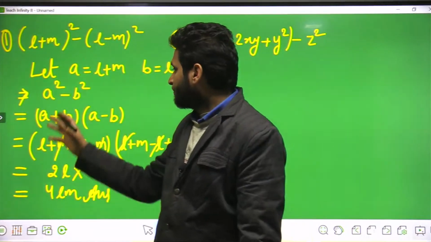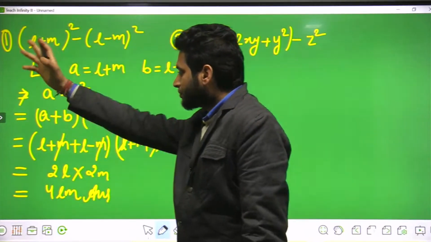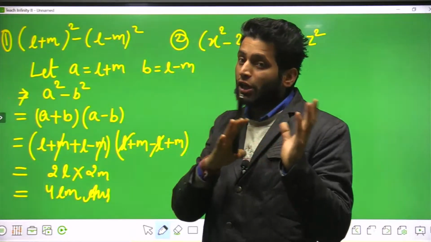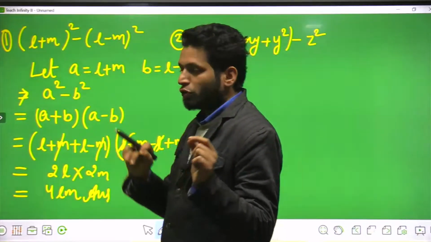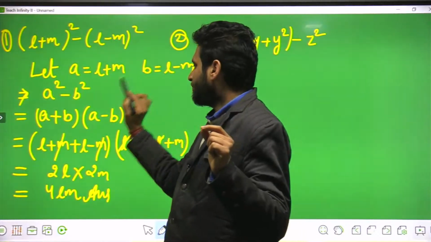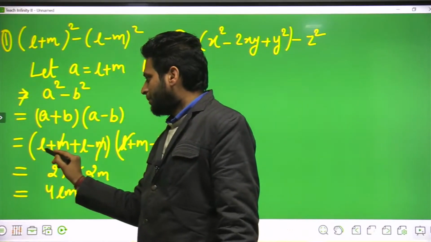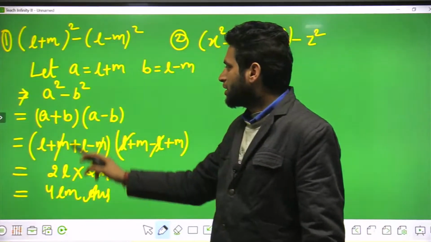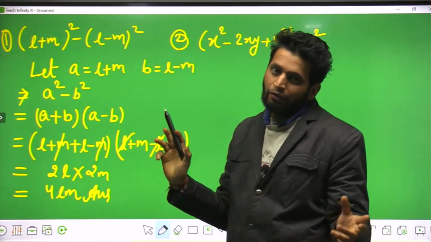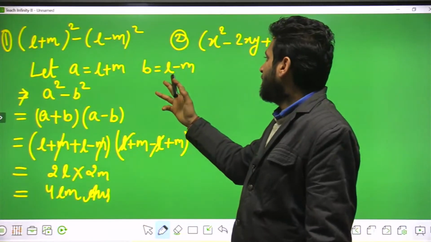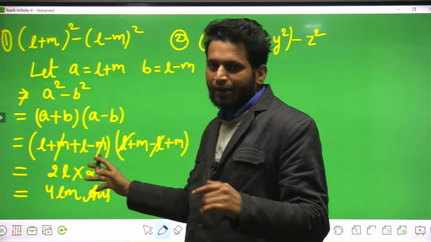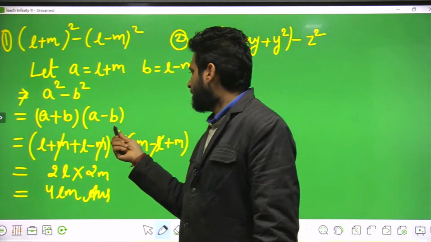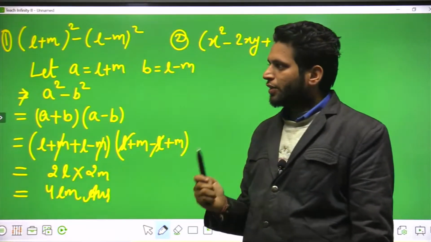So in the place of A, we can substitute the value we assumed. What we assumed for A is L plus M. So we can write, in the place of A, L plus M. The plus sign comes from here. Just like that for B, we know very well that the value of B is L minus M, so we can write L minus M. Then you can see there is a minus B.